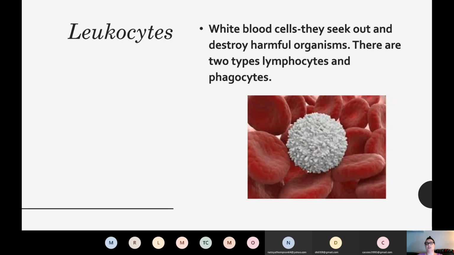And you may hear it interchanged multiple ways. I need to know their WBC. Or what was that patient's leukocyte level? Or we're gonna check their white blood cells. So you need to know these are all interchangeable. But most commonly, we just abbreviate it and we'll say WBC. All right?